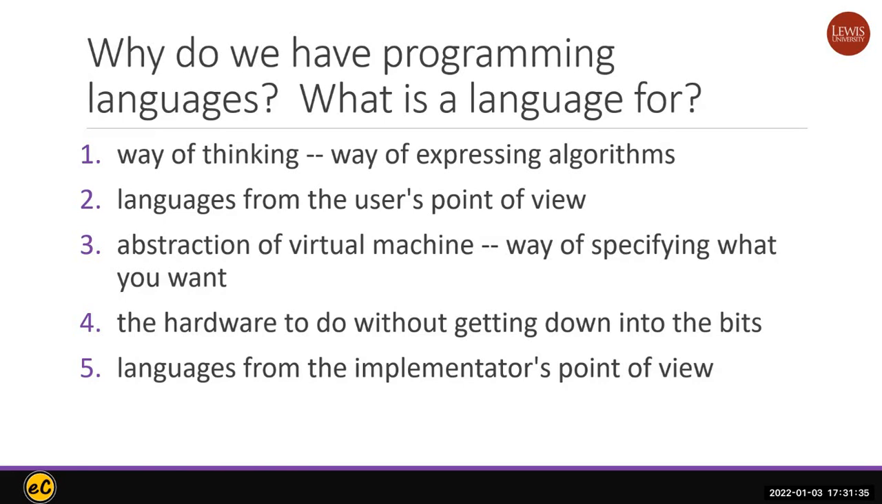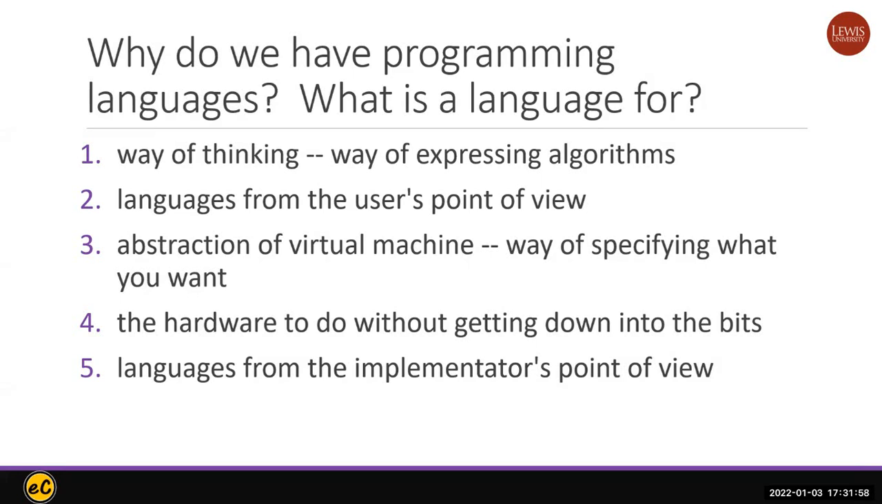Number two, the language from the user's point of view. So not only does the grammar need to be more English-like, but also you want it to be a good tool for the programmer to use. So programmers sometimes feel comfortable or efficient doing things a certain way. We may create a language in that way.